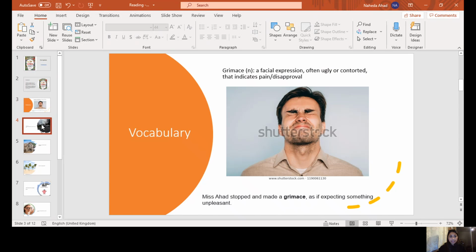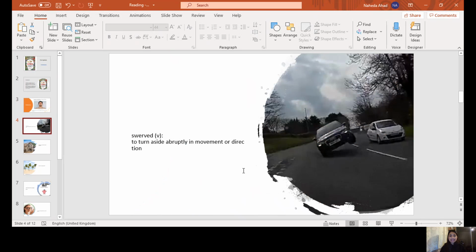Our next word is swerved, and that is a verb. Swerved. And this means to turn aside abruptly in movement or direction. In this image here, you can see this black Audi car is swerving around this other vehicle so that they don't have a car accident. So you could say the car swerved onto the side of the road.